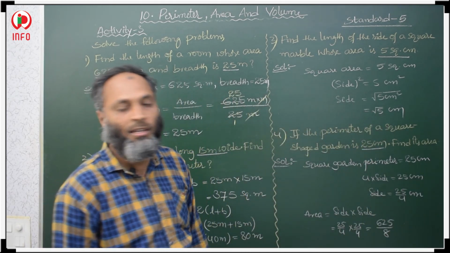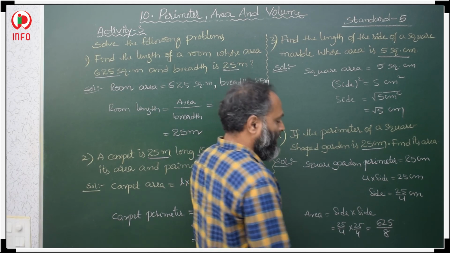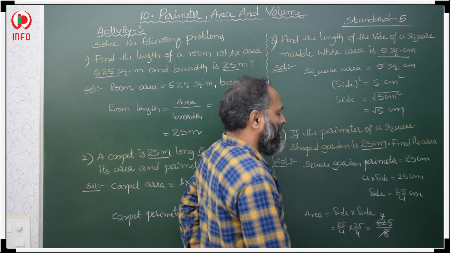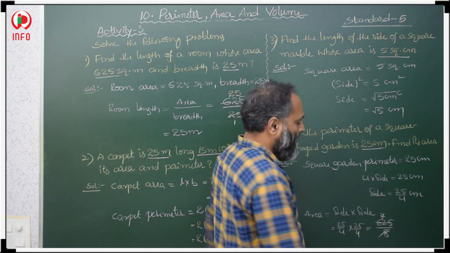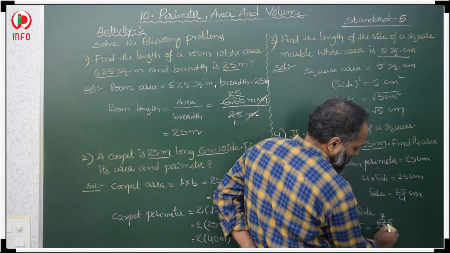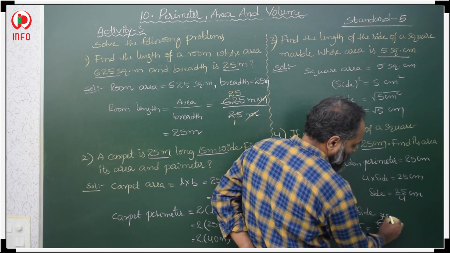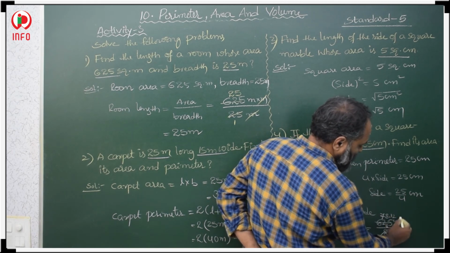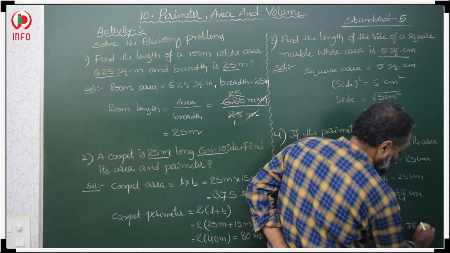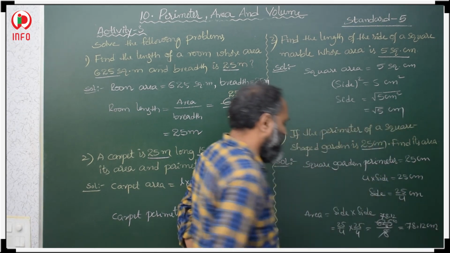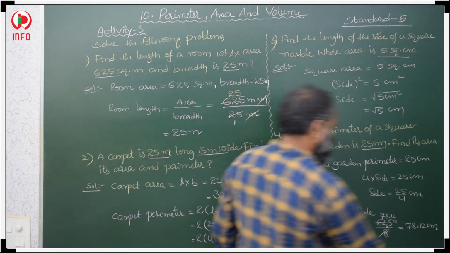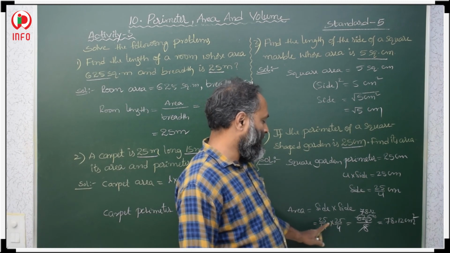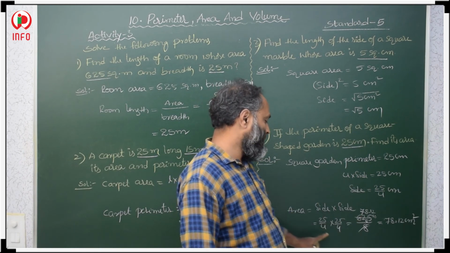625 by 8. Now how to find it? 8 ones are 8, 8 sevens are 56, 8 sevens are 56, 56, 64 means 6 left. 8 eights are 64, 1 left, 0. 8 ones are 8 and 2 left, 20. 8 twos are 16, 78.12. This is the area, centimeter squared. Okay. Now here, side into side, 25 into 25, 625, 4 fours are 16.